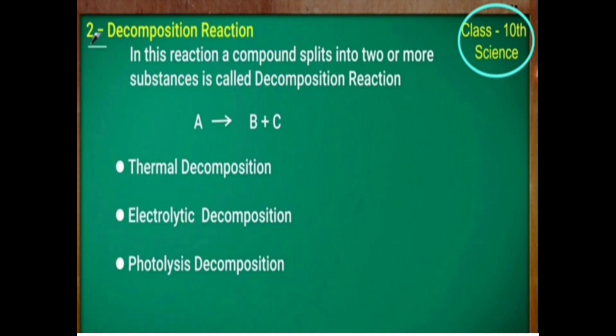Next is the decomposition reaction. What happens in this reaction? In this reaction, a compound splits into two or more substances. In a combination reaction, two or more reactants combine to form a single product, and in a decomposition reaction, a compound splits into two or more substances. It decomposes, and there it combines. So A gives B plus C. There are three types of decomposition reaction: thermal, electrolytic and photolysis. Let's study about each of them in detail.